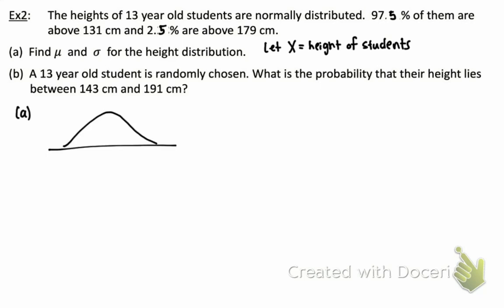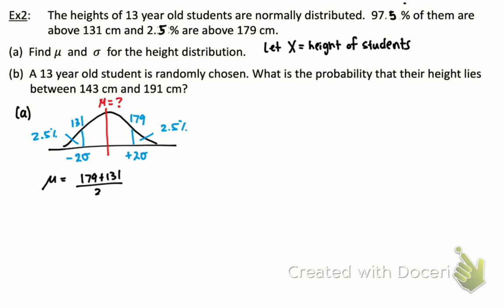Let's begin by sketching the normal distribution with the information provided from the question. By the empirical rule, we're able to deduce that 131 as well as 179 are two standard deviations above and below the mean. Since we know that 95% of all values fall within two standard deviations of the mean, we can see here that our distribution is symmetrical. So in order to find the mean, we need to find the average of those 2 points. So we add 179 with 131, divide by 2, to get our mean value of 155.